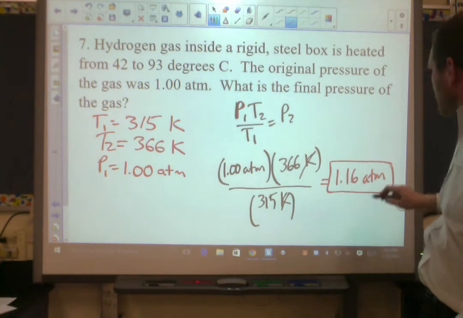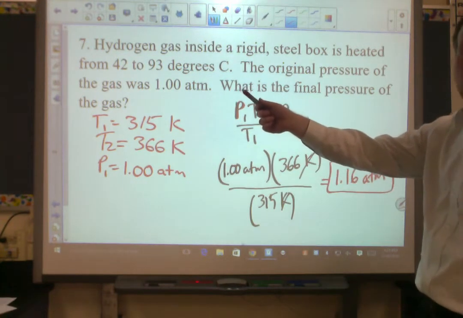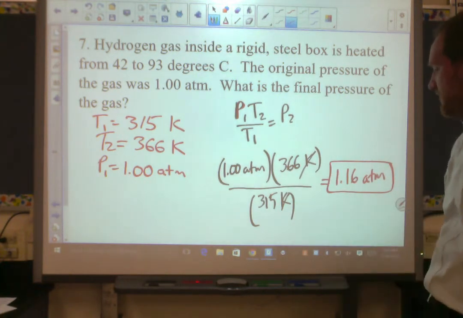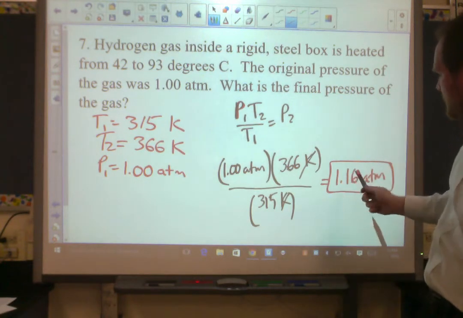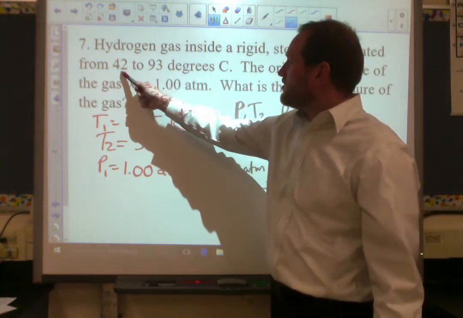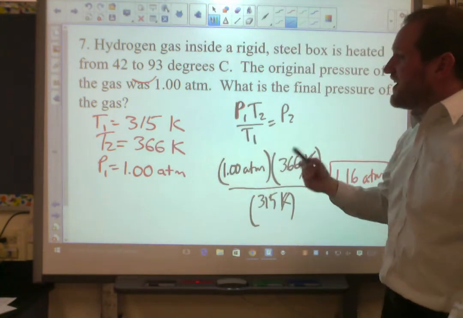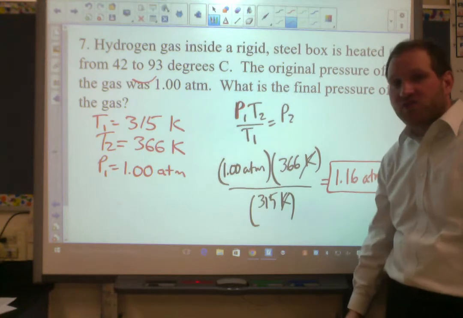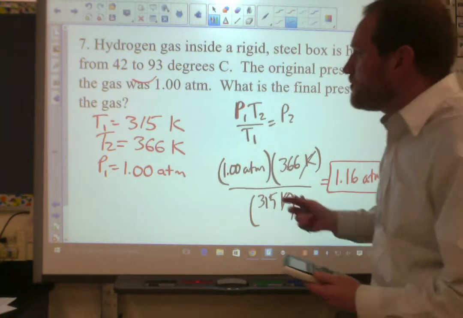Okay. It's always worth asking yourself, does that make sense? Well, first of all, we're heating the gas up. Does it make sense pressure's going to go up? Yeah, of course. It's a fixed container. You're heating it up, pressure's going to increase because, of course, the particles are moving faster, so they're smashing the walls harder. Does it make sense it went up by this much? Yeah. Because again, if you just looked at these numbers, you might say, hey, the pressure's going to double because it's going from 42 to 93. But it's not. It's only going from 315 to 366, which I said earlier is about a 15% change. Well, it looks like it's about a 16% change. So that's how much it went up by. So it makes sense.